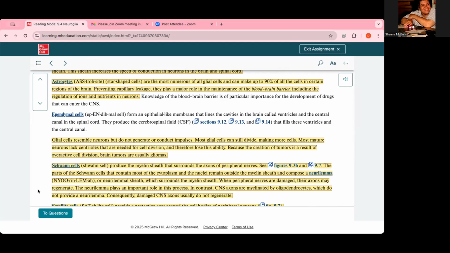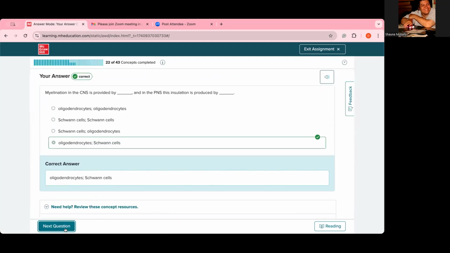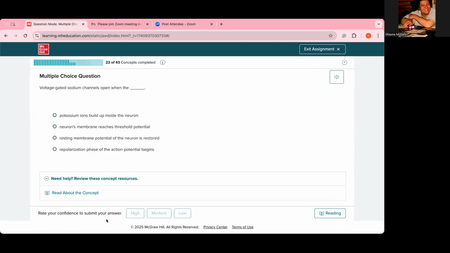Okay, let's go back to the question. Okay, so CNS nerves are done by the oligodendrocytes. And in the PNS, this insulation is produced by Schwann cells. So it's the last one. Yeah, okay. Voltage gated sodium channels open when the what?